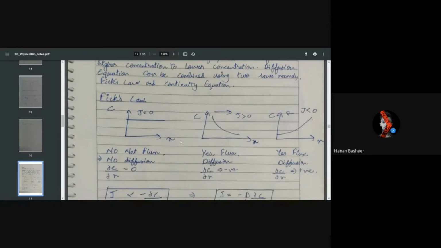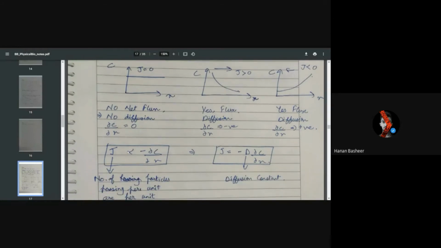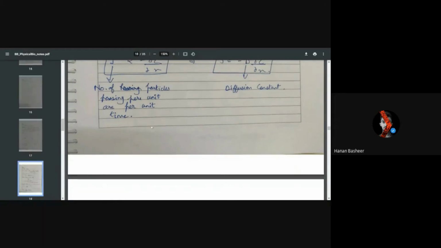So the Fick's law. On doing some calculation, we observe that when there is no flux, there is no diffusion. But when there is a flux which is increasing, we observe that the concentration inside the sphere is decreasing. Similarly, vice versa. When the flux is inside, then we see that the concentration is increasing. So we can relate this with the flux. How will we do that? We will do that: J equal to minus D times the concentration gradient. And this D is the diffusion constant. And J can be stated as the number of particles passing per unit area per unit time.